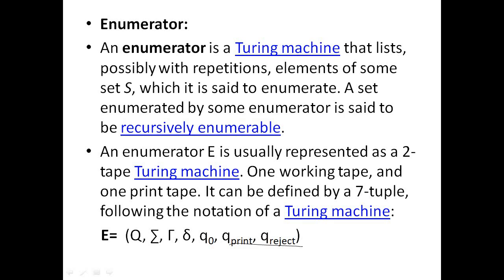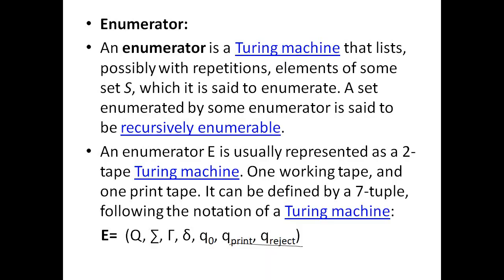As usual, the enumerator Turing machine is defined like a general Turing machine with 7 tuples. The enumerator Turing machine works especially for printing data, and it may produce repetitions, so some elements will be repeated. It has two tapes: one for the working process and another for printing. So this is about the variations on the Turing machine. Okay, thank you.